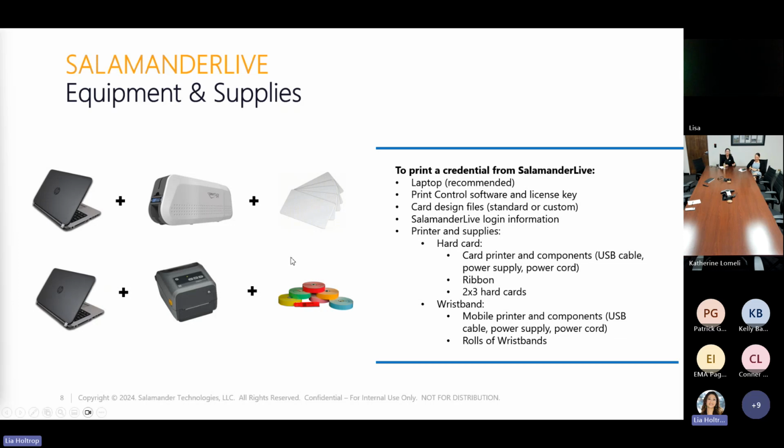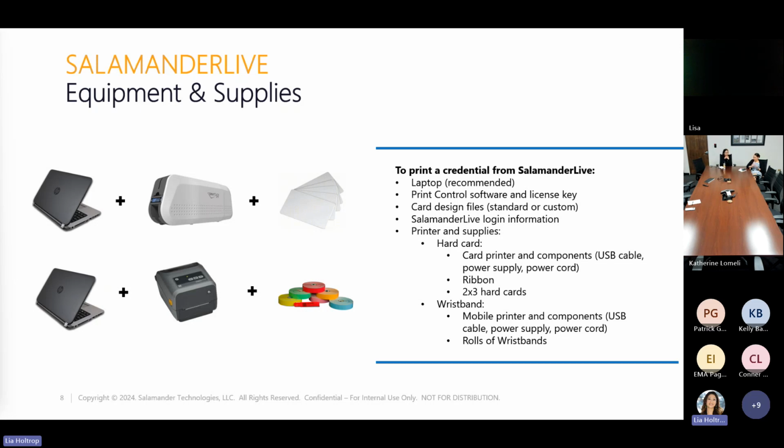So if you wanted to go this route, printing wristbands from Salamander Live, make sure that you contact us at Salamander Support. What we'll do is send you our standard 1x10 rapid tag design, and we'll help you install it into a folder. There's a folder within your computer that stores all of your designs. I'll pull that up so you can actually see what that looks like.